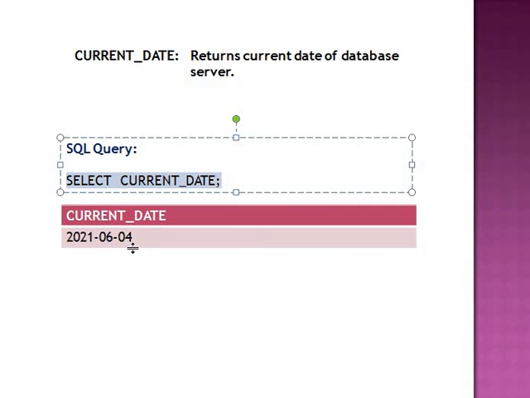Now this is the date which is actually displayed on the MySQL database server. As today's date is 2021-06-04, the MySQL server is going to show this particular date as the current date.